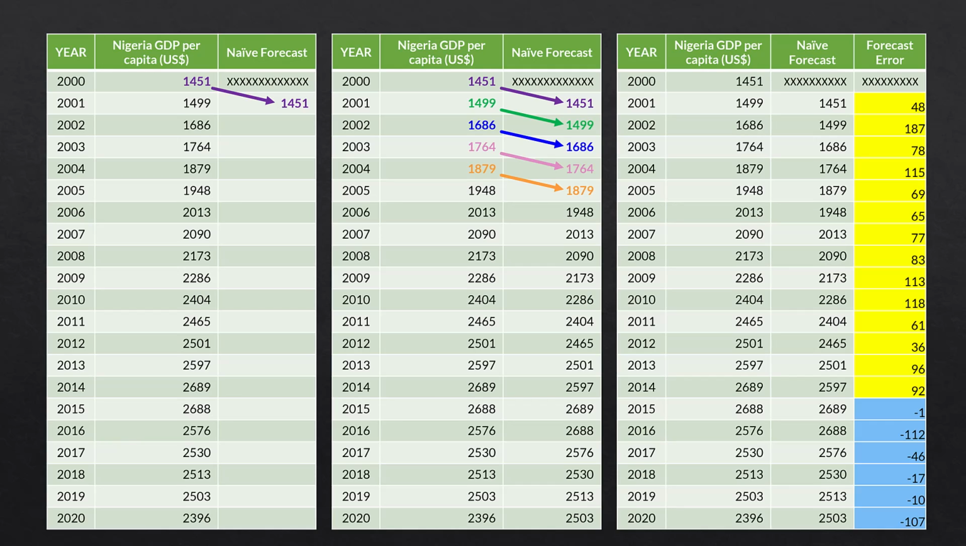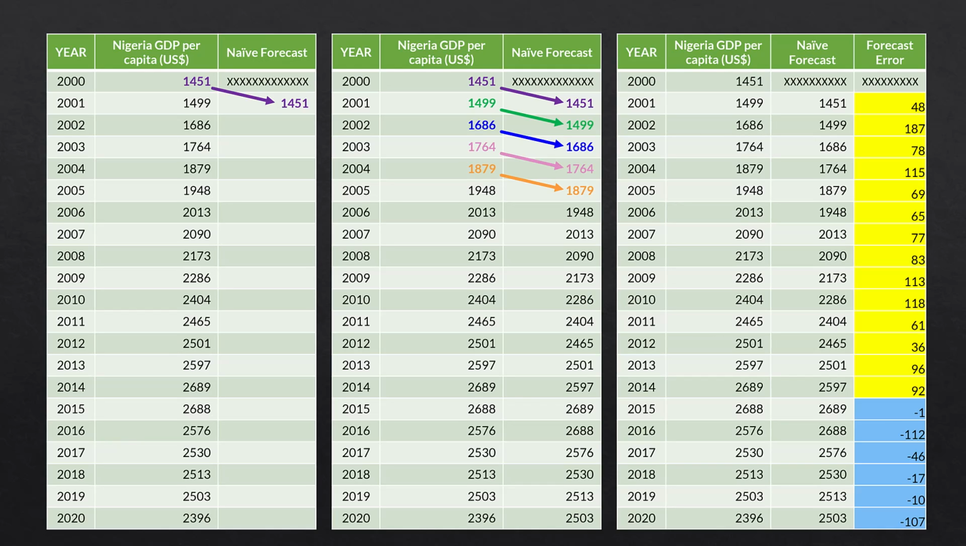So the forecast error is simply the difference. In 2001, the actual was 1,499. The naive forecast was 1451, which obviously came from the year 2000. The difference between the actual and the forecast was $48 in this case. For 2002, the actual was 1686. The naive forecast was $1,499, of course, that came from 2001's actual. The difference is $187 per capita.